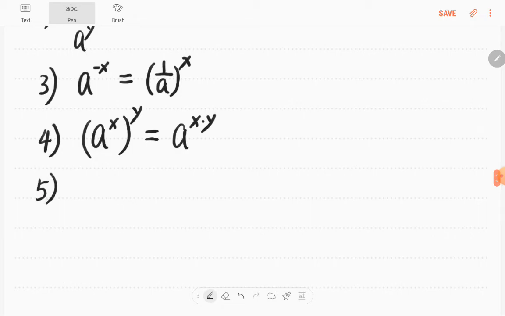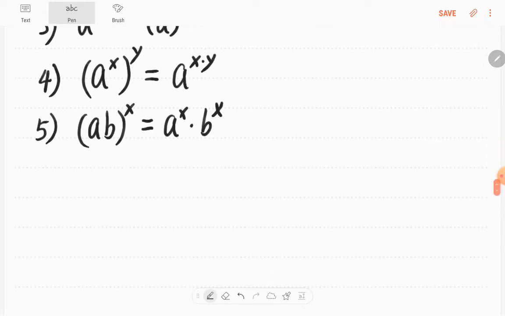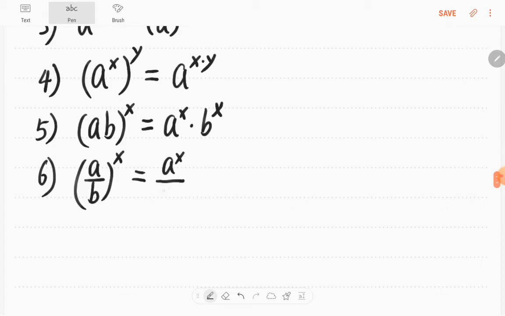5, a times b to the x is equal to a to the x times b to the x. 6, a divided by b to the x is equal to a to the x over b to the x. You can distribute the power exponent.